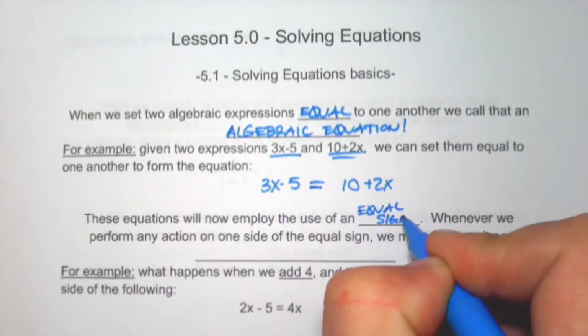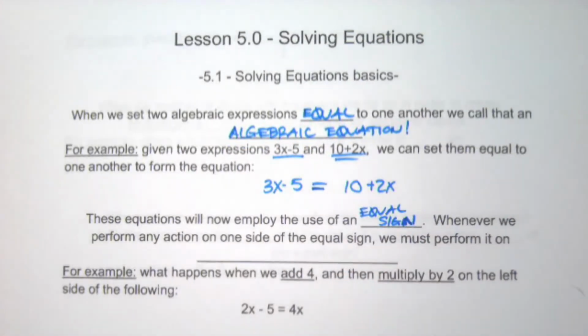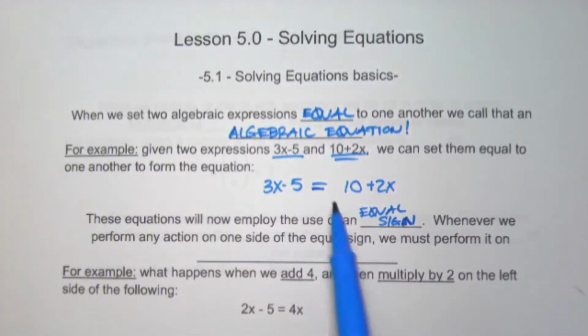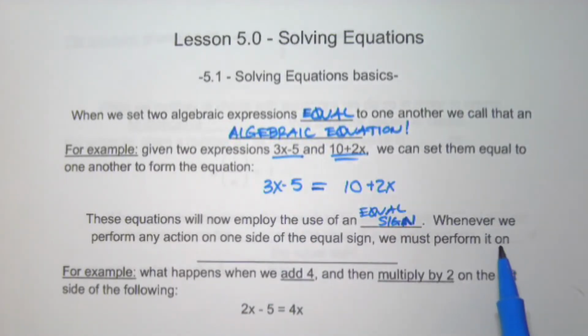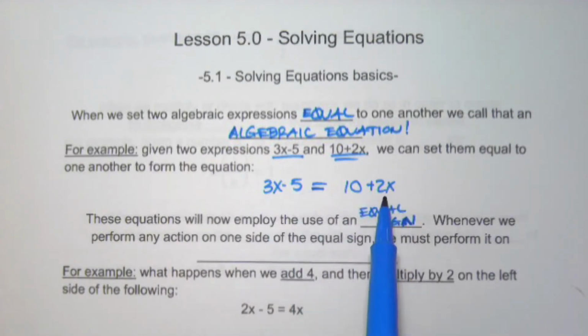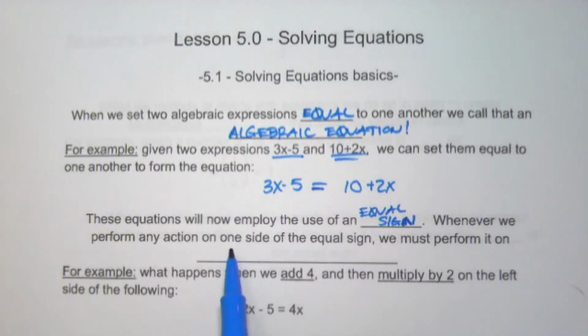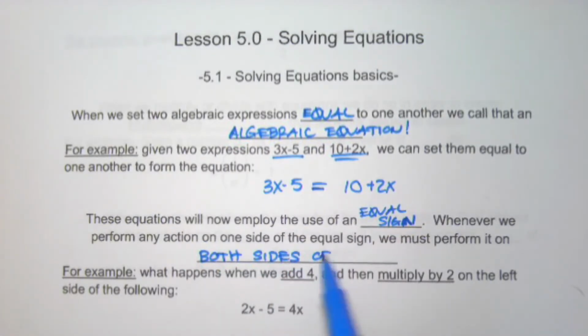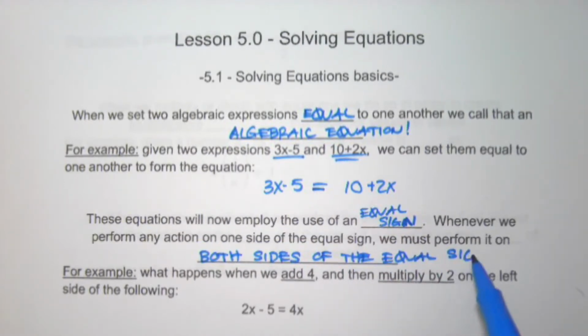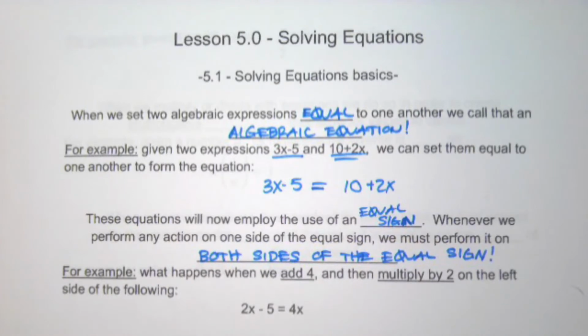So where before with expressions we didn't have any equal signs, or we couldn't really solve for something, now with equations we can finally do that. So whenever we perform any action on either side of the equal sign, so any of our four operations, we must do it on one side. That then tells us we must do it on both sides of the equal sign. So that equal sign kind of becomes that balancing act for us.